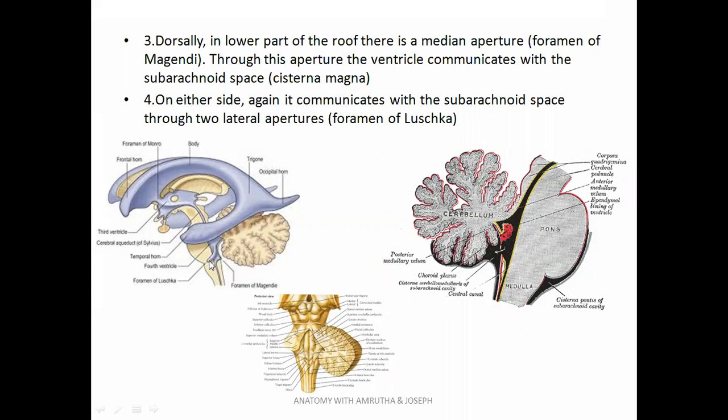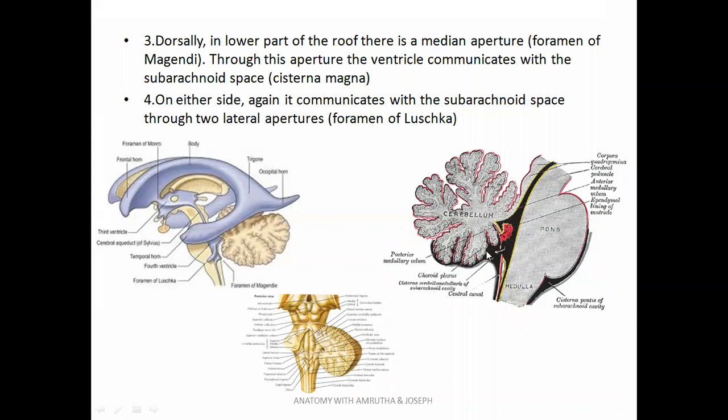So this is the left side. Similarly, on the right side, you have another foramen. There it is connected to the right subarachnoid space, because the subarachnoid space is seen throughout, right? Yeah. So dorsally, in the lower part of the roof, there is a median aperture that's called the foramen of Magendie. Through this aperture, the ventricle communicates with the subarachnoid space. So usually the subarachnoid space is very minimal. In fact, you can see that. The space is very minimal.